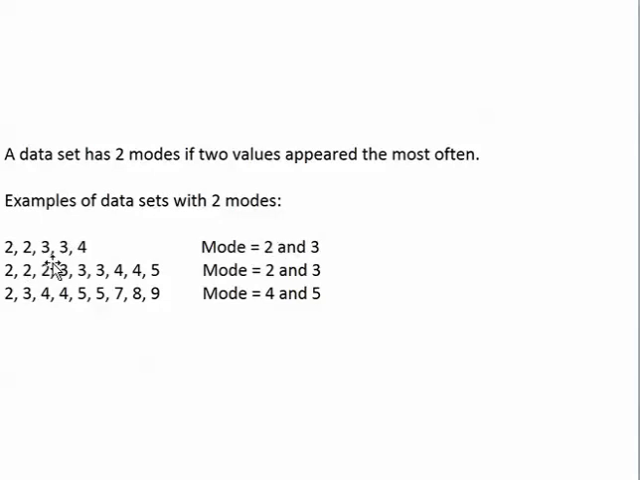In the second data set, 2 and 3 appear the same number of times, and they both appear more often than 4 or 5, so the modes are 2 and 3. In the third data set, 4 and 5 appear equally often, and they both appear more often than 2, 3, 7, 8, or 9, so the 2 modes are 4 and 5. Basically, if 2 numbers are tied for first place, then those 2 numbers are both the mode of the data.